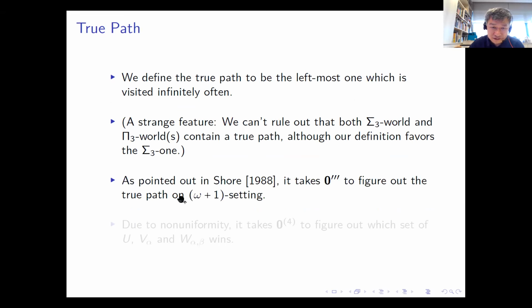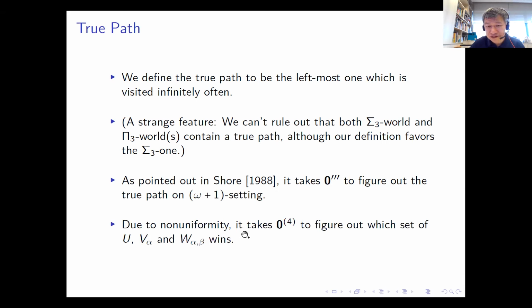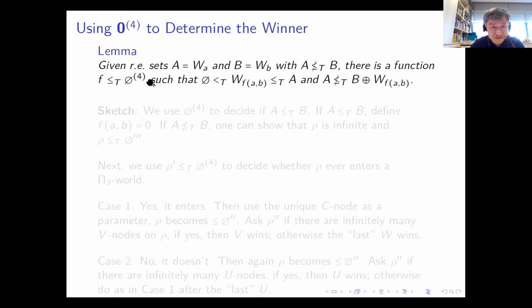And for the omega plus 1 branching tree, it takes 0 triple prime to figure out the true path on the tree. Okay. So now, due to the non-uniformity, it takes one more jump to figure out which set of the U, V, W wins. So here I want to give you a hand-waving argument.